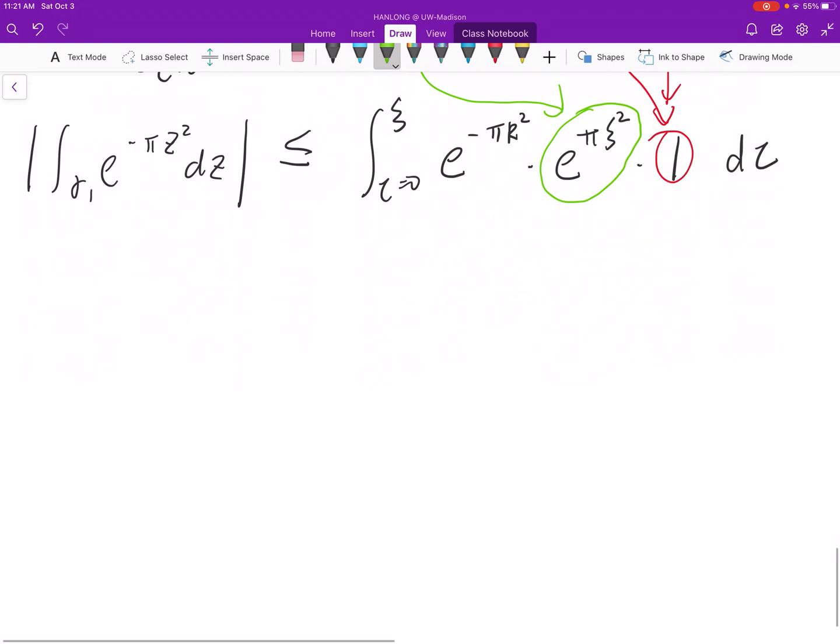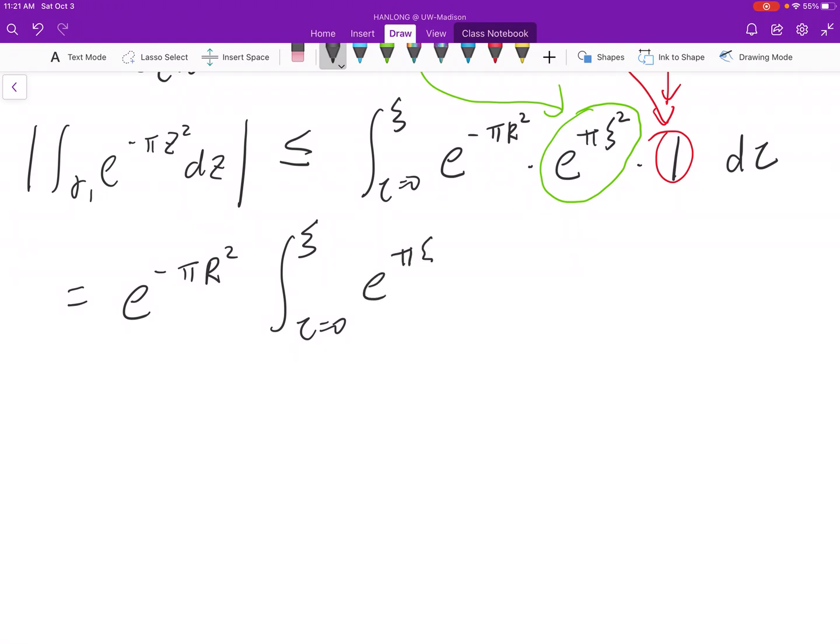Okay, now we simplify it a little bit. Exponential negative pi r squared, integration from 0 to cosine, exponential pi cosine squared d tau, and which is a constant, exponential pi cosine squared times cosine. And note that this term is a constant independent of r.